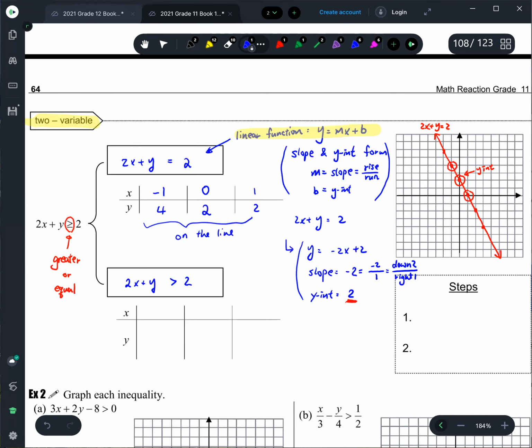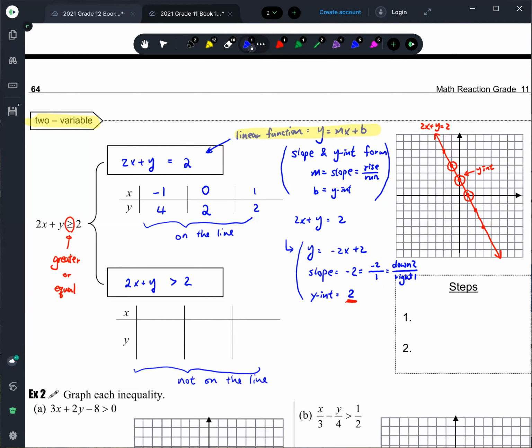So this is when it equals 2, 2x plus y equals 2. Now, if we look at 2x plus y greater than 2, that means we are looking for points that are not underlined. Why is y 2 for both? Yeah, you're right. Thank you, because I'm wrong. All right, 1, 0. You're correct. Thank you, Barry.